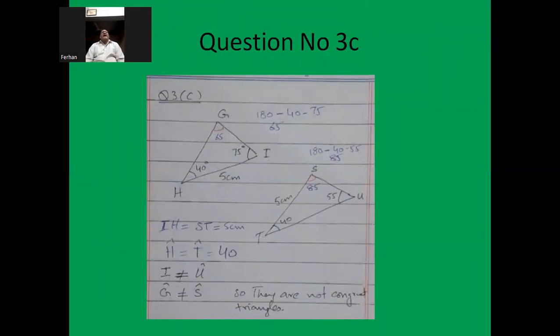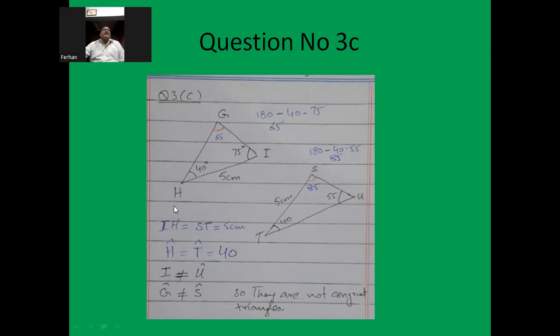So I can find the angle G, that will be 180 minus 40 minus 75, that will be 65. So the angle G is 65, and the angle S can be found, that will be 180 minus 40 minus 55, and that will be 85. So the unknown angles in both the figures, we know both of them.